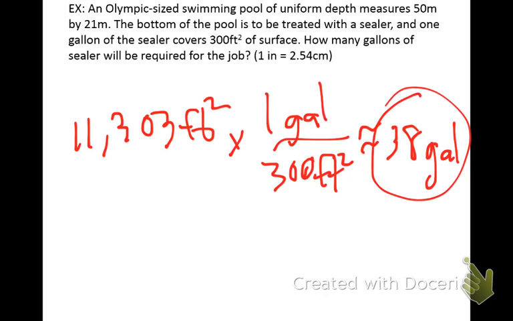Questions? All right, very good. Yes, Shatice. If you divide 11,303 divided by 300, I got, oh, never mind. Okay, so 38 gallons.